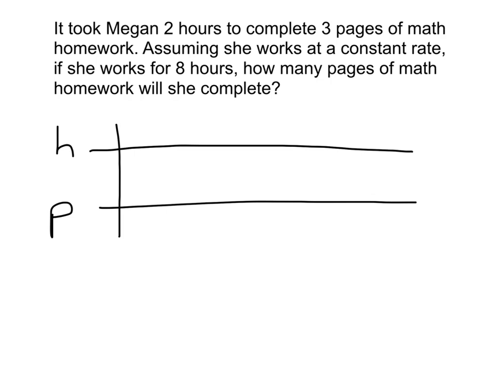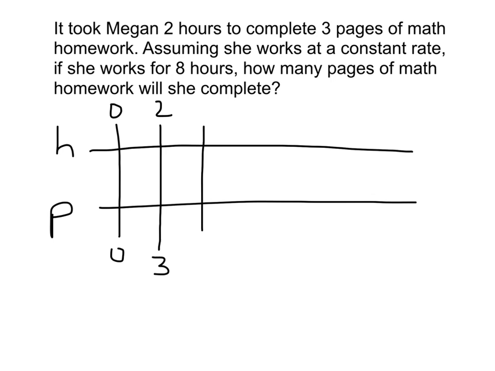The next step is our first vertical line in our number line is always going to get a 0. 0 on top, 0 at the bottom. Then we are going to make another number line mark, and this one's going to get our ratio. 2 hours, so the 2 goes on top, for 3 pages.